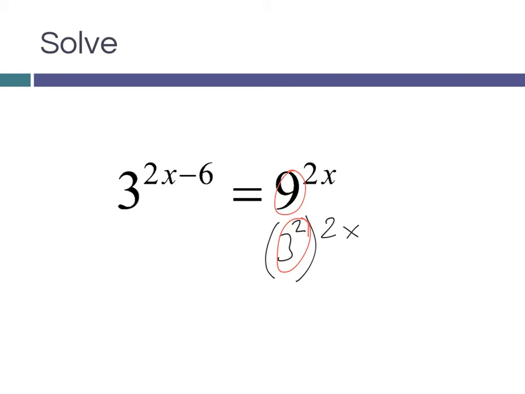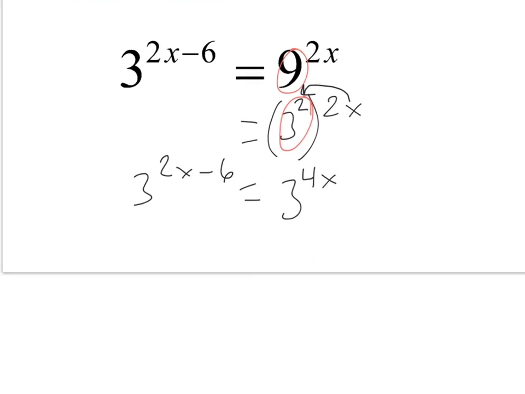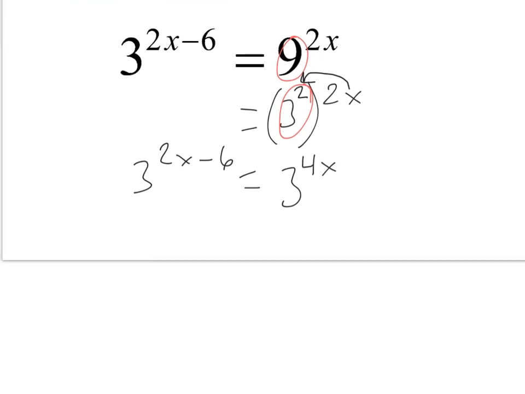So now on this right-hand side, I would take the 2x and multiply it in, because those are my exponent properties. If I have an exponent to an exponent, I multiply it in. So I've got 3 raised to the 4x. And that's going to equal 3 to the 2x minus 6. And once again, I can just set my exponents equal to each other now that they have the same base.